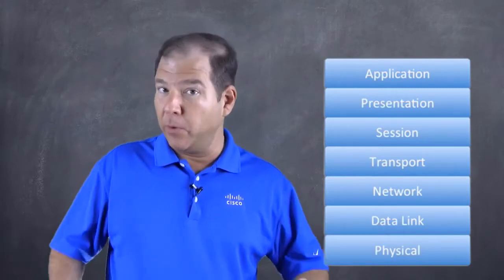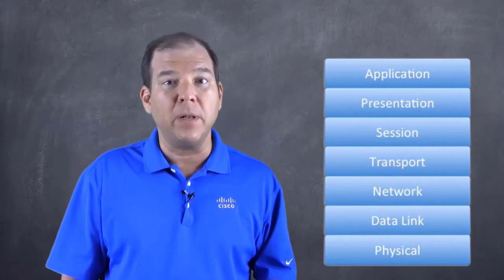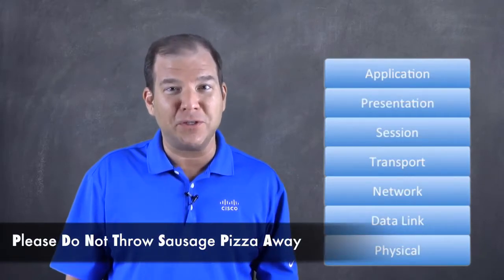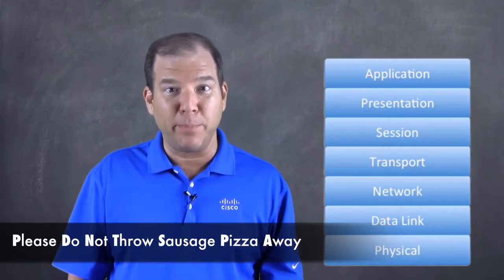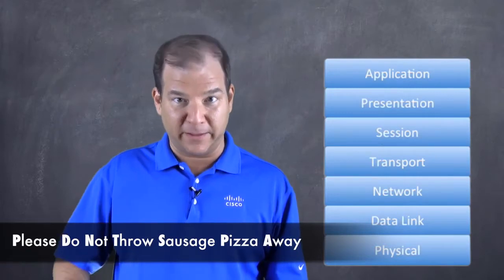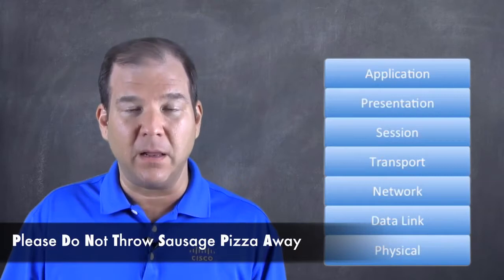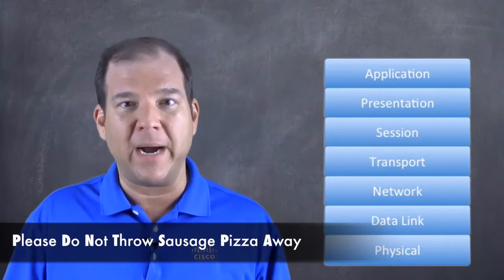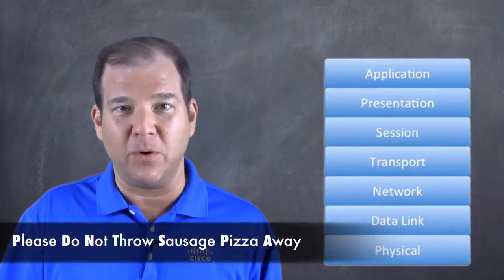That was top down. If we want to go from the bottom up, we could do that. We could remember the acrostic of please do not throw sausage pizza away. Please do not throw sausage pizza away. The P in please reminding us of the P at the physical layer. The D in do reminding us of the D in the data link layer. The N in not reminding us of the N in the network layer, and so on. Please do not throw sausage pizza away.